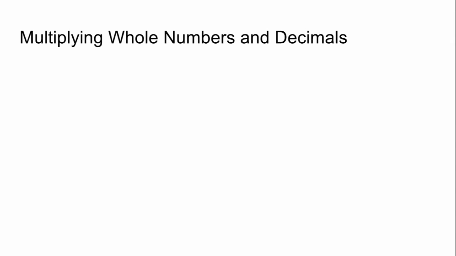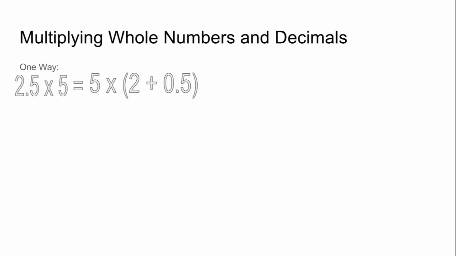So there are a couple of ways we can do this, and I want to show you 2 different strategies you can use. The first way that you can use to solve this problem is the distributive property. You know that we've used the distributive property last year with whole numbers, and this is what it looks like with decimals. We take 2 and 5/10 times 5, and we say that that's the same thing as multiplying 5 times 2 plus 5/10. And we distribute that 5 over the numbers in the parentheses so that we end up with 5 times 2 plus 5 times 5/10.